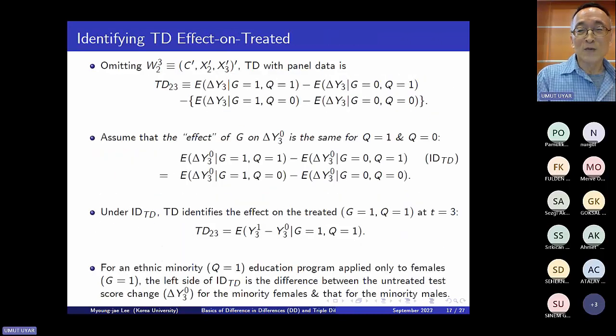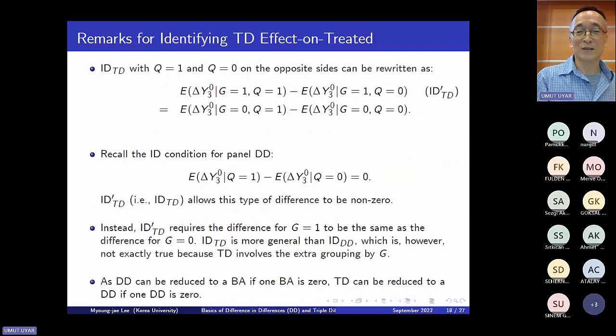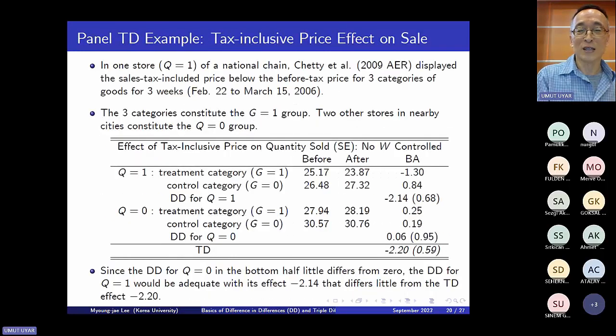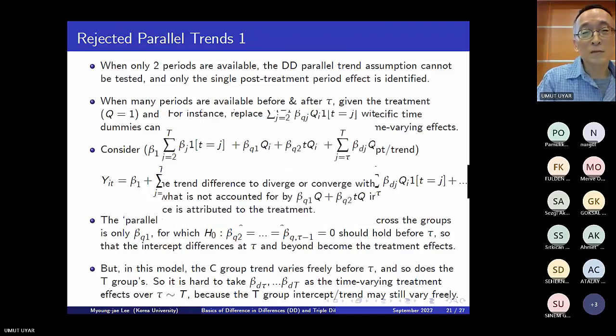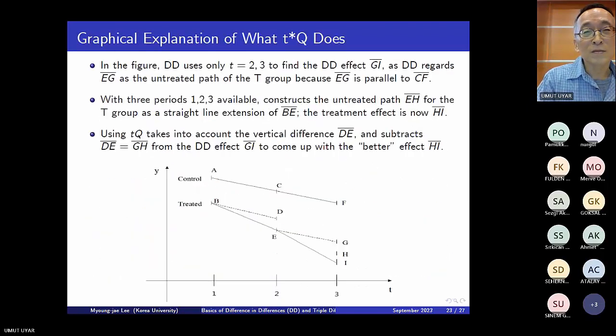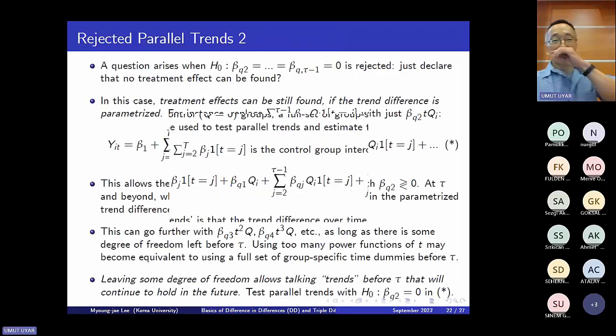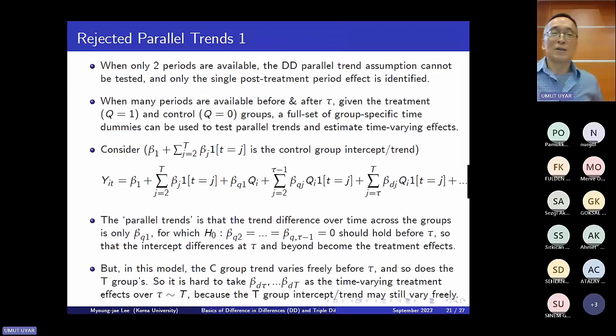Here are some identification conditions for TD, but I'll skip that because you may find this tedious. Let me explain what happens when parallel trends are rejected.